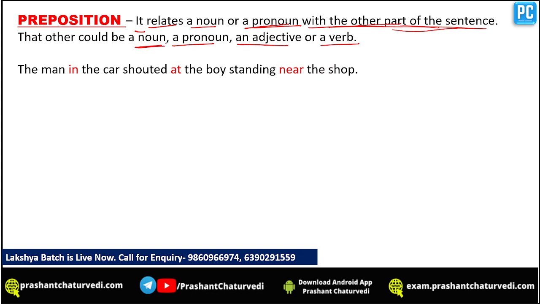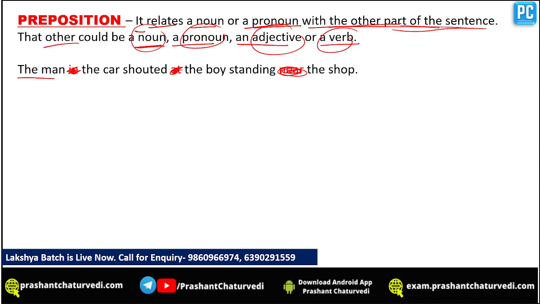But not an adverb. The other part could be a noun, a pronoun, an adjective, or a verb, but cannot be an adverb. Clear? So we can understand it by this example. Here, the man in the car shouted at the boy standing near the shop. If I eliminate these prepositions from here, the sentence becomes absurd: the man, the car shouted the boy standing the shop. It doesn't convey any logical meaning.